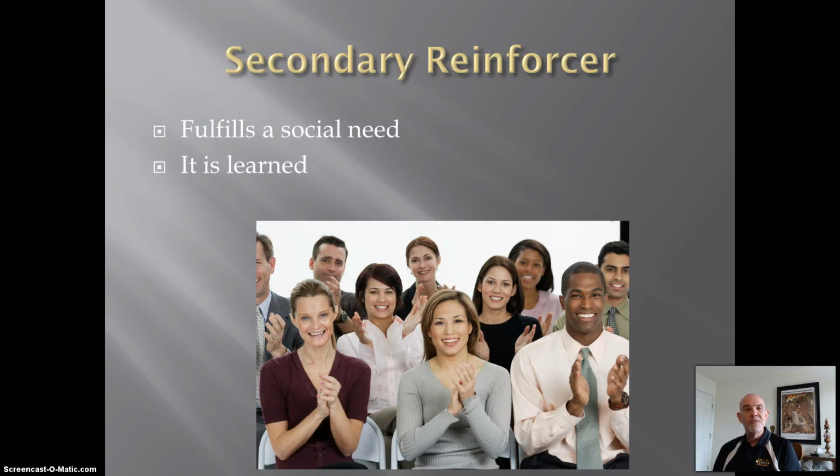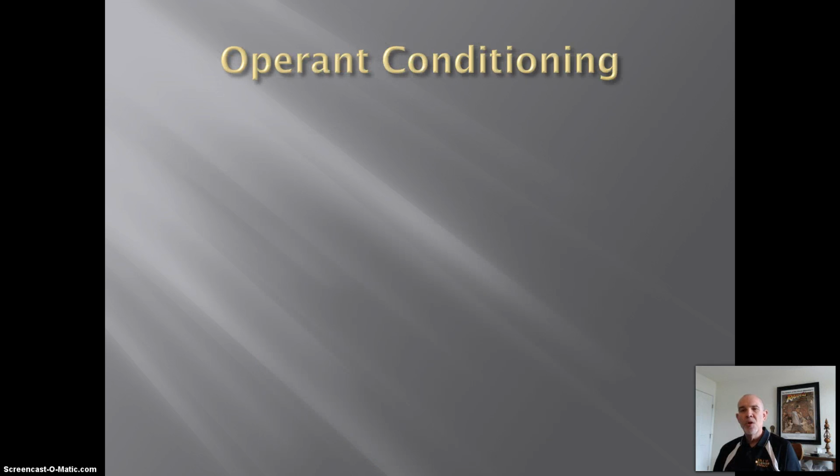Secondary reinforcers fulfill a social need, and they are learned through association with other reinforcers. They're called secondary because they come second and are not as crucial for survival. But it's important to remember, after primary needs are satisfied, secondary reinforcers can have powerful effects. And these include attention, praise, recognition. So with operant conditioning, we've covered positive reinforcement, which is pretty straightforward and easy to understand.